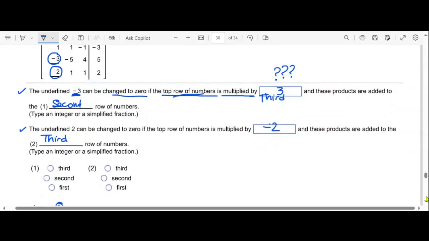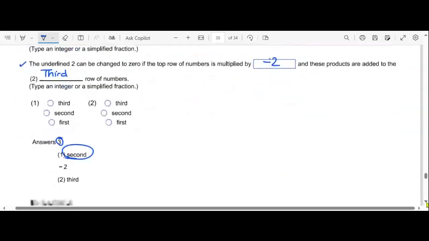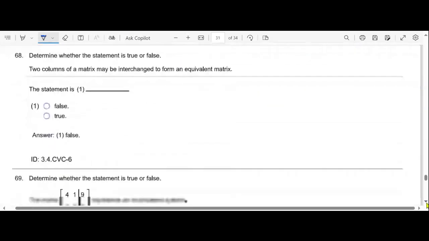Is this clear? If you understand, raise your hand. If you do not understand, raise your hand. You understand? Okay, let's go to the next one.